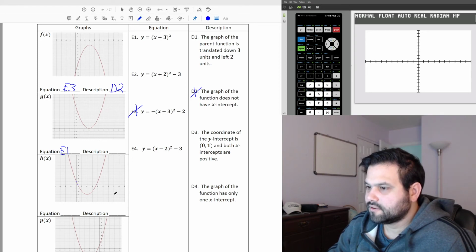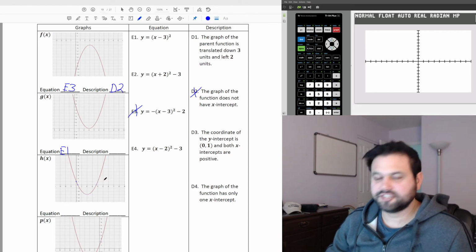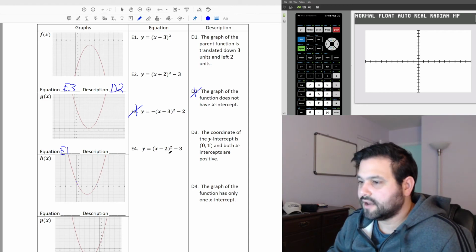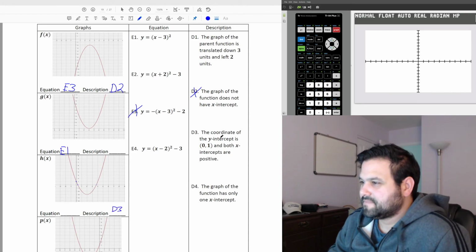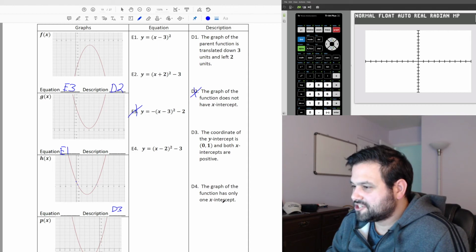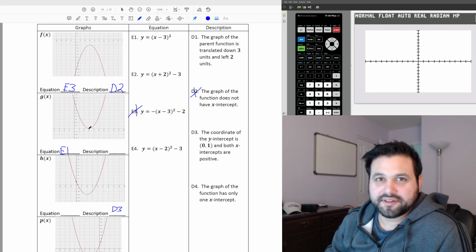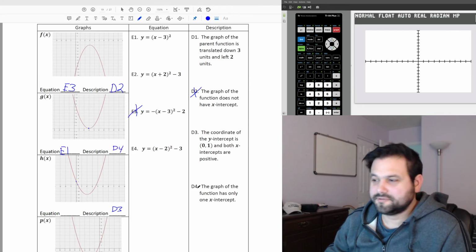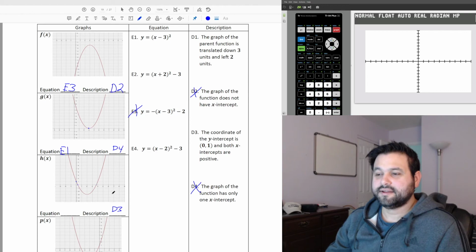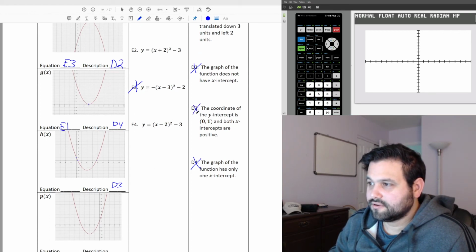That's correct. So that... Oh, wait. My bad. I just jumped down to the wrong graph. Okay, well... Okay. The graph of the function only has 1 x-intercept. Yes, for the correct one that I was supposed to be working on, this only has 1 x-intercept right there. So there's our description, D4. Use that.